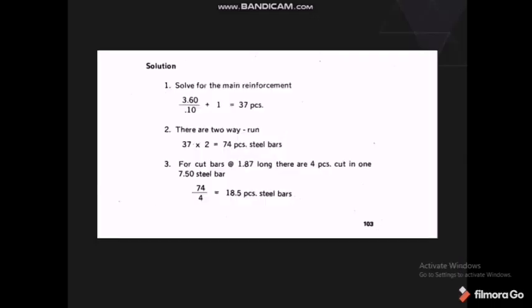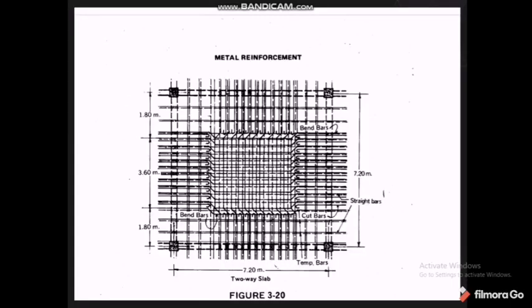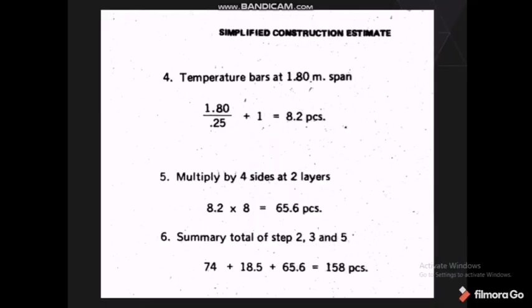All over 0.10 plus 1, that is 37 pieces. There are two-way runs, and therefore we must multiply 37 by 2. That is 74 pieces steel bars. For cut bars at 1.87 long, there are 4 pieces cut in one 7.50 steel bar. So 74 over 4 is equal to 18.5 pieces steel bars.